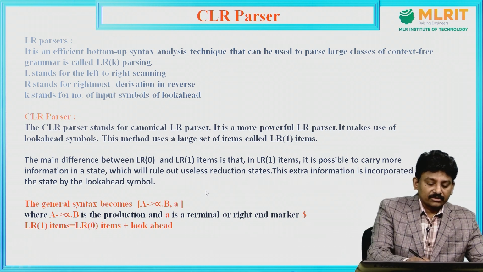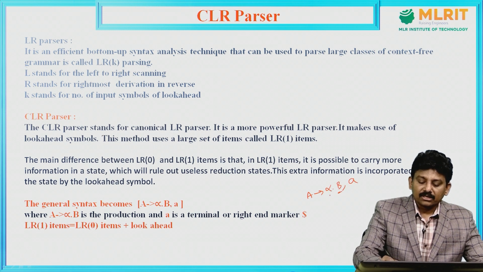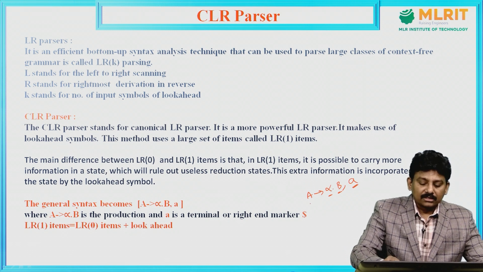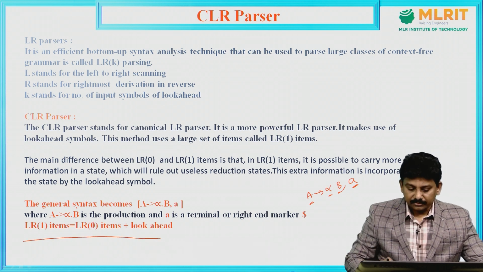The syntax of the rule is A derives alpha dot B beta, comma a. B is a non-terminal, alpha and beta are strings of terminals and non-terminals, a is a lookahead symbol, and capital A is a left-hand side non-terminal. So, LR(1) items equal LR(0) items plus lookahead.